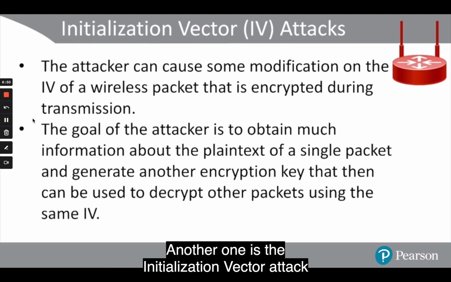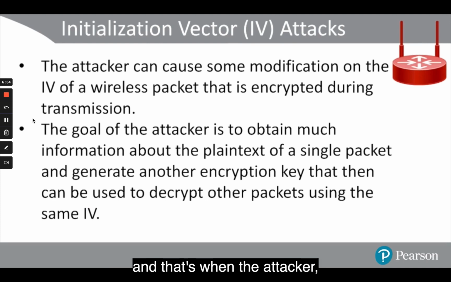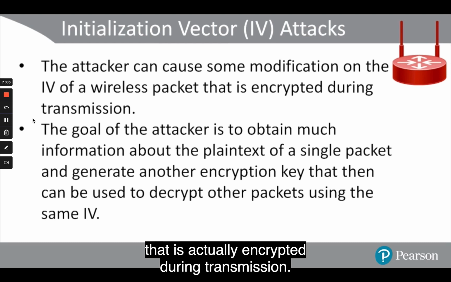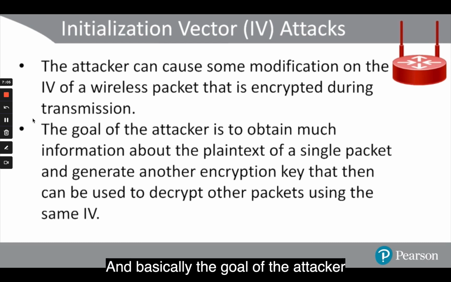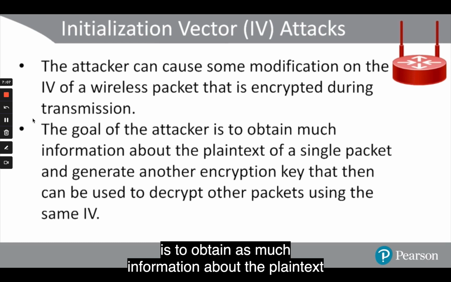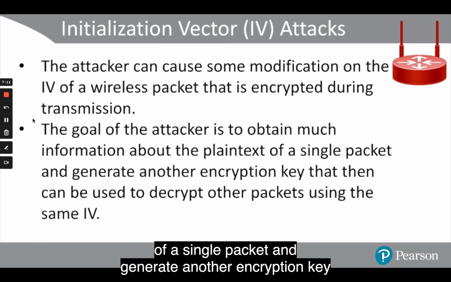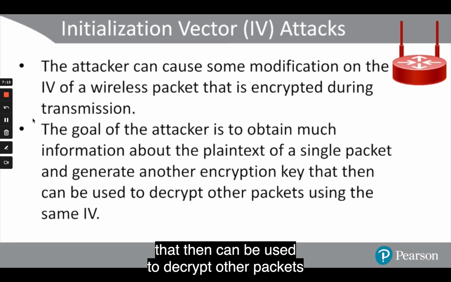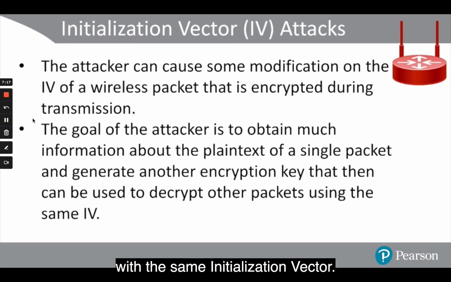Another one is the initialization vector attack, and that's when the attacker can cause some modifications to the IV, or initialization vector, of a wireless packet that is encrypted during transmission. Basically, the goal of the attacker is to obtain as much information as possible about the plain text of a single packet and generate another encryption key that can then be used to decrypt other packets with the same initialization vector.